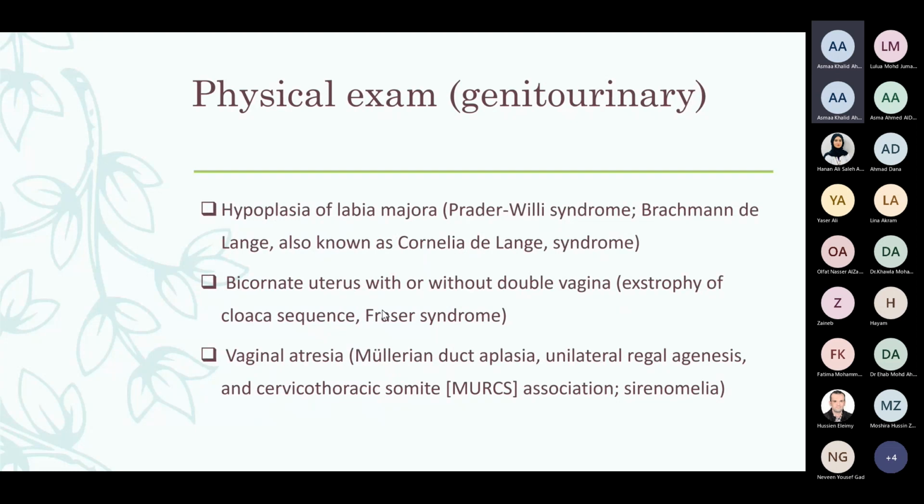You could see a bicornuate uterus. This is more of what you will go for in the exam, and you will see bladder exstrophy, vaginal atresia, Mullerian duct aplasia, and other things.